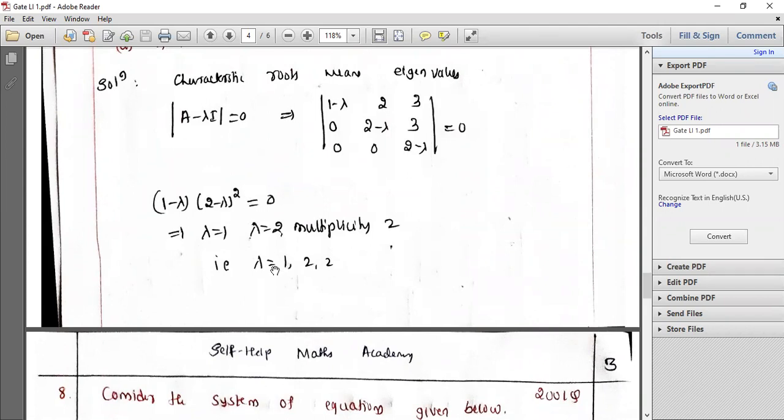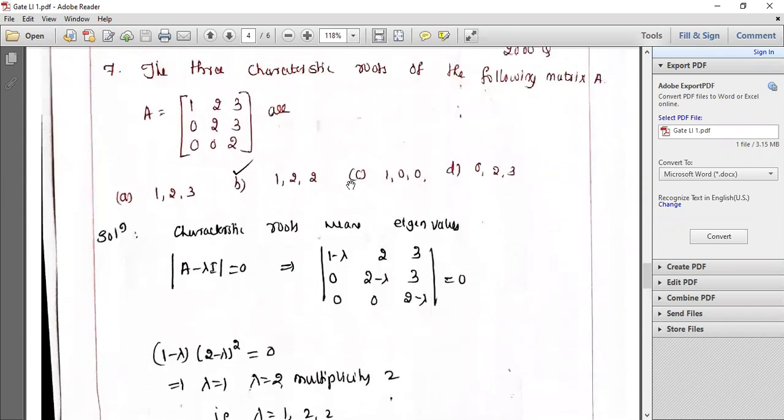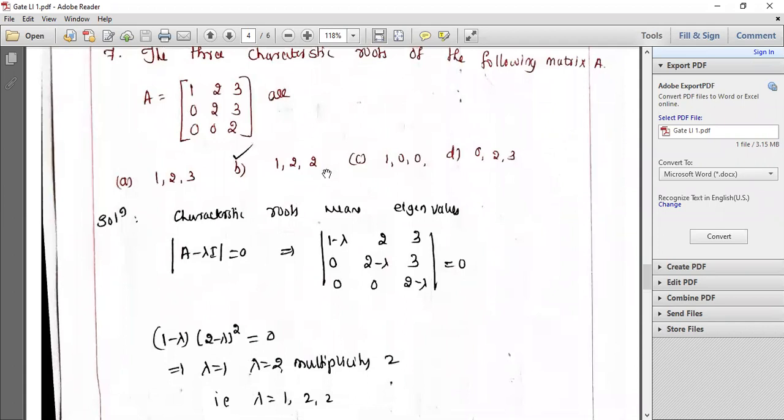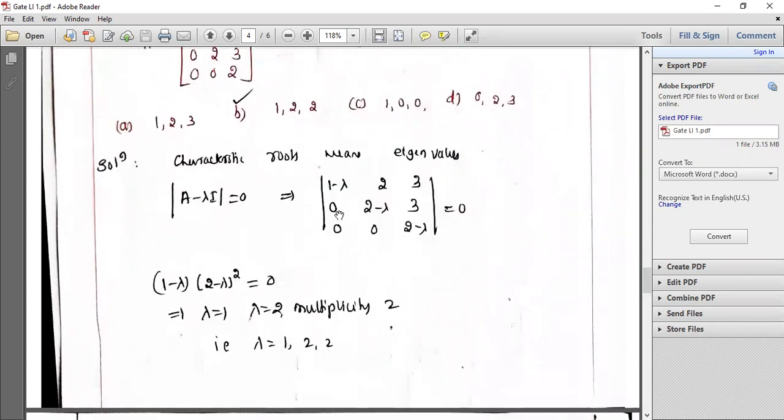So what are the lambda values, guys? What are the characteristic roots here? 1, 2, 2. You can observe that option B is 1, 2, 2. So option B is the correct answer. Okay, so like this you should know the trick, or you can say the solution behind the question.